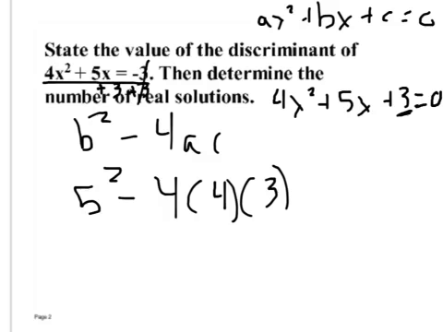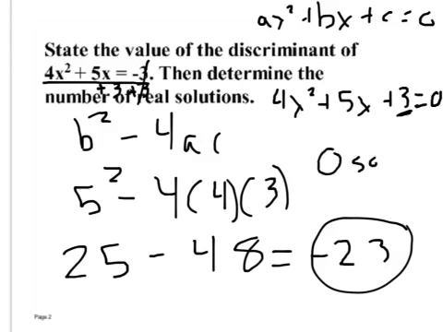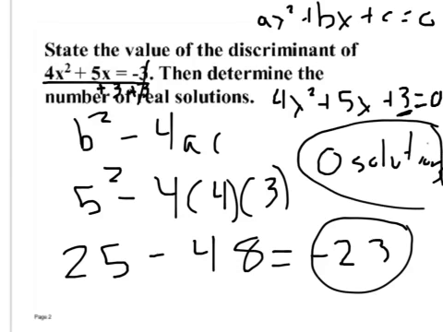So 5 times 5 is 25. 4 times 3 is 12. 12 times 4 is 48. What's 25 minus 48? Negative 23. That is the value of the discriminant. That's part of the answer. It also says determine the number of real solutions. Since it is negative, there are 0 solutions. Because the value of the discriminant is negative, there is no solution.